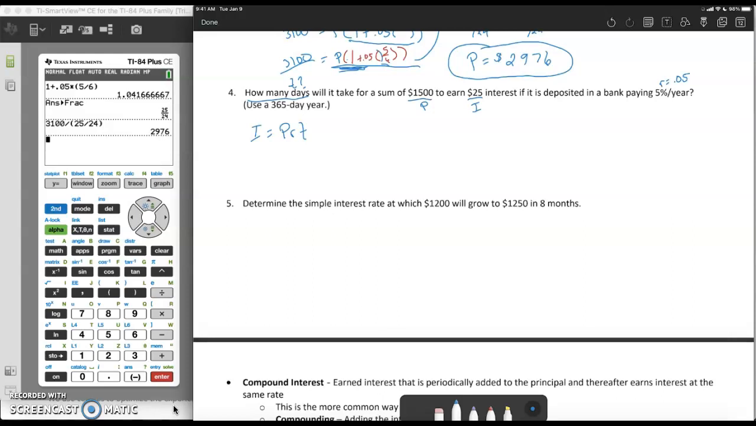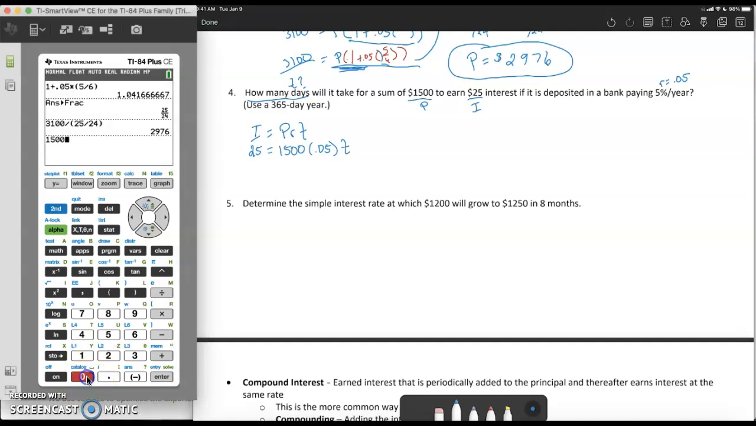There's no reason to use an accumulated amount equation because we don't have an A and we're not looking for an A. So we have 25 equaling 1,500 times 0.05 times T. So it looks like we want to say, what is 1,500 times 0.05? 75. So 25 equals 75T. Divide by the 75. And 25 over 75 reduces to 1/3. So we get T equals 1/3.